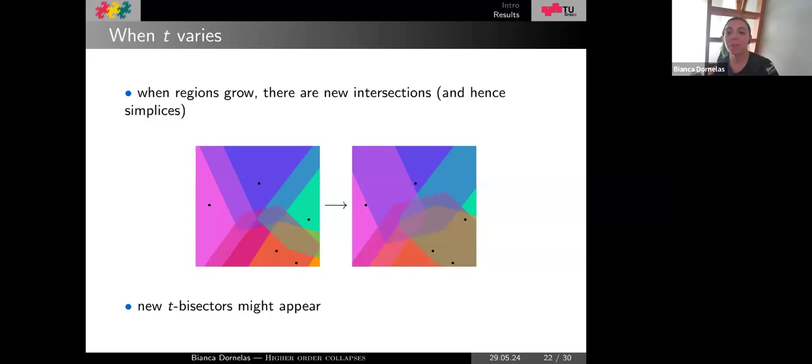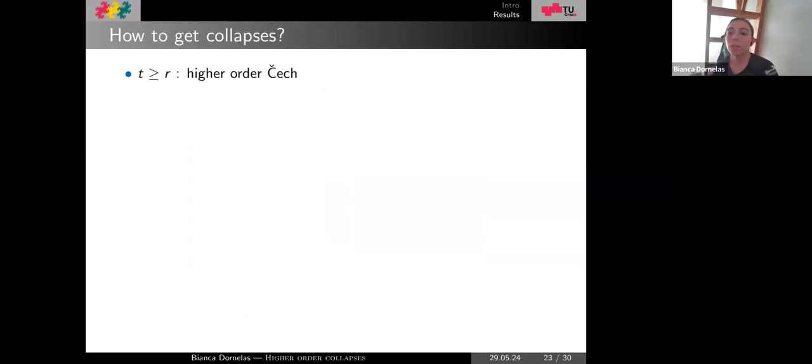Great. So we had all these observations on the behavior of the Voronoi regions. And the next thing to think of was, okay, how do we get collapses from this? We want to go to the simplicial part. The first thing is that we saw before, when these Voronoi regions grow, there will be a point where they have grown enough so that intersecting them with the k-fold cover just outputs the k-fold cover. And this point is exactly when t is larger or equal than r.